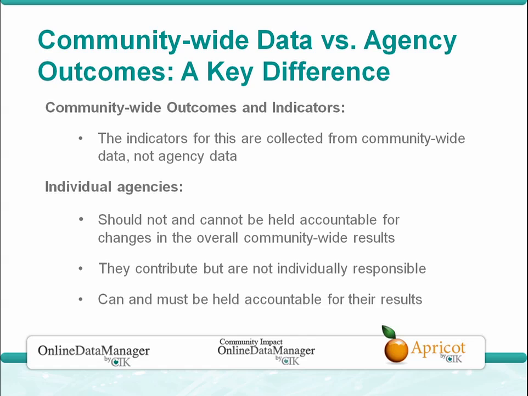But individual agencies can contribute and do contribute to those results. They just cannot be held accountable for them. And individual agencies, programs, services, strategies can and must be held accountable for their results. So again, you need data and information so you can hold individual agencies, programs, services accountable for what they said they were going to do as part of your overall overarching strategies to achieve community-wide impact.